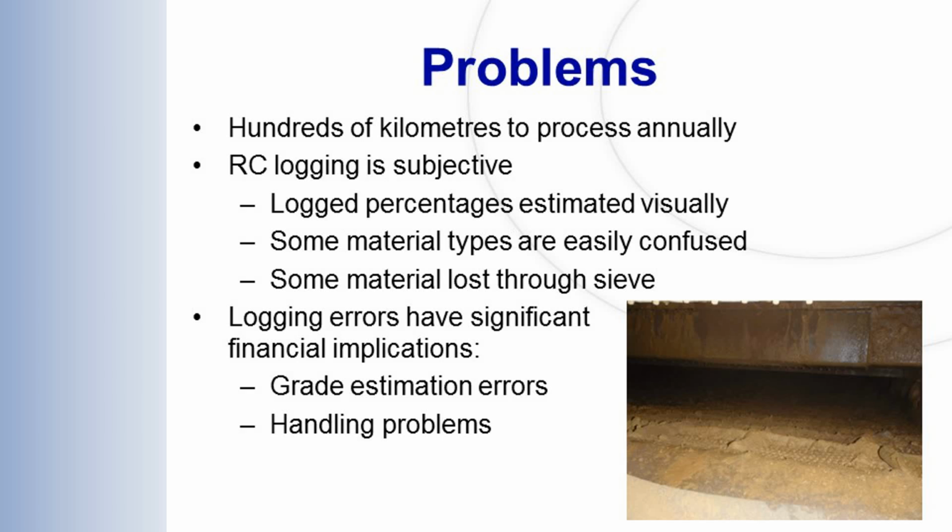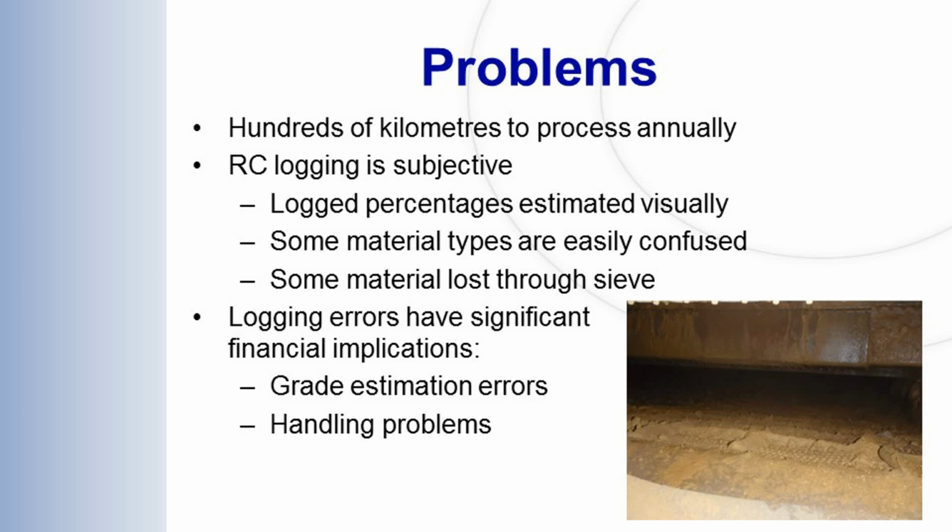There's also some material that goes through the sieve. As part of the logging they pull the chips up through a sieve, and the very, very friable material can be lost through the sieve. Estimating those percentages as well, on the previous slide that example was rounded to the nearest 10%, so obviously if you're rounding to the nearest 5 or 10%, you're going to get some errors introduced.